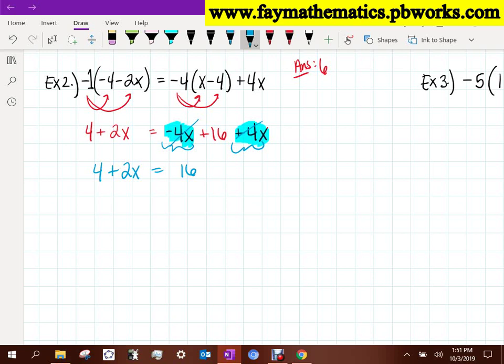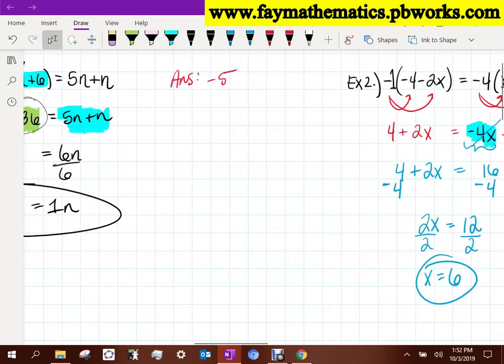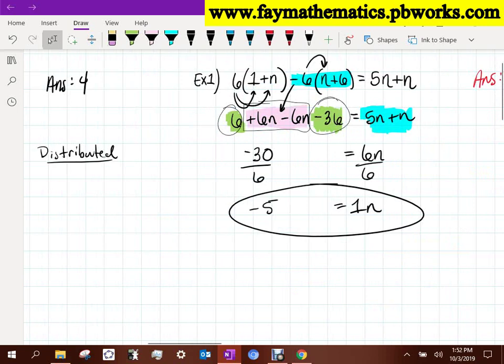There's no sense in moving it. Move the constant that is with it. So how do I get rid of this 4? I'm going to subtract 4. If I subtract 4, it's going to give me 0. And then I come over here and keep everything balanced, right? So 2x is equal to 12. Now divide both sides by 2. X ends up being what? X is 6.